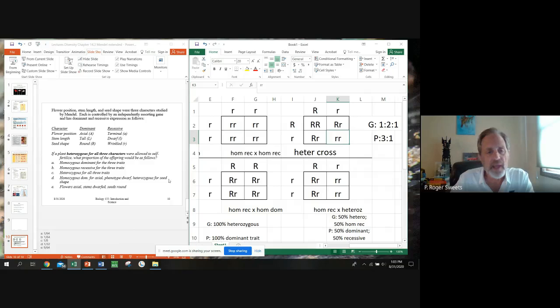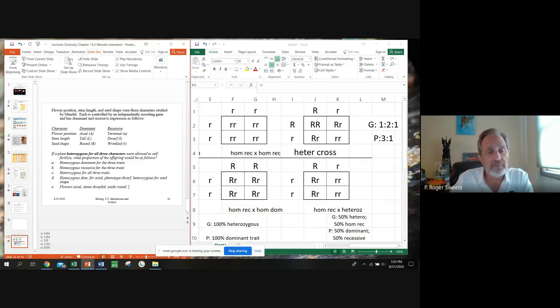All right. Heterozygous for seed shape, but we know heterozygous is 1/2. So it's 1/4 times 1/4 times 1/2. 1/4 for the homozygous dominant, 1/4 for the recessive phenotype, and 1/2 for the heterozygous. 4 times 4 times 2, 32, 1/32.